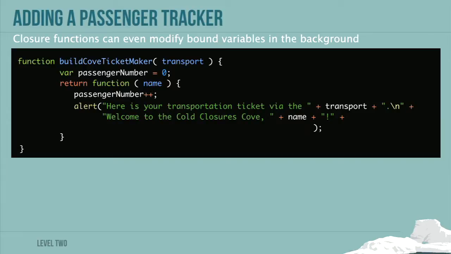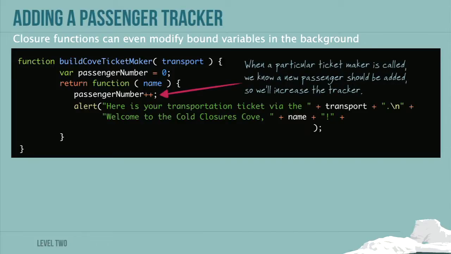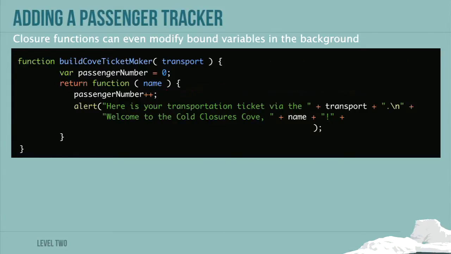And what does that mean? Well, it means that when a particular ticket maker is called, whether for the submarine or for the battleship, we know that a new passenger has been added, so we will increase the amount of tickets that have been given. We'll also add to the alert, printing out the passenger number.